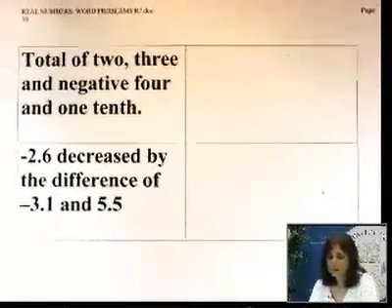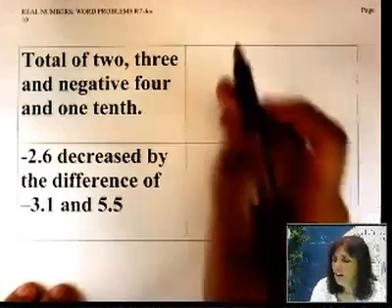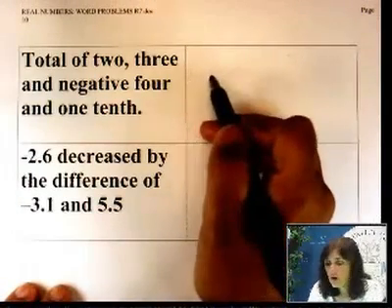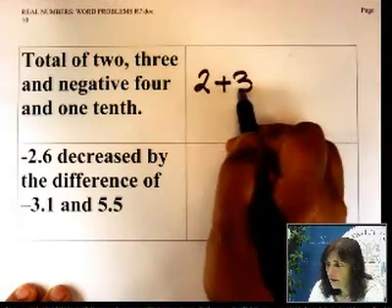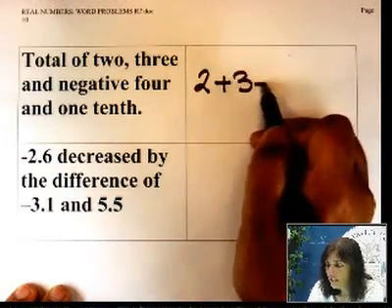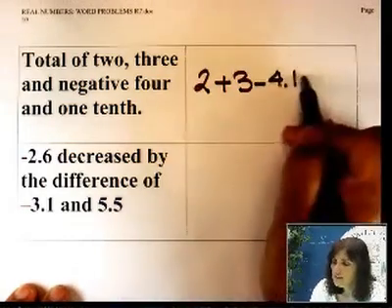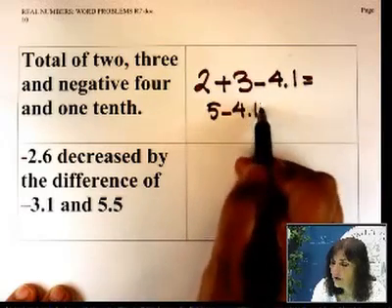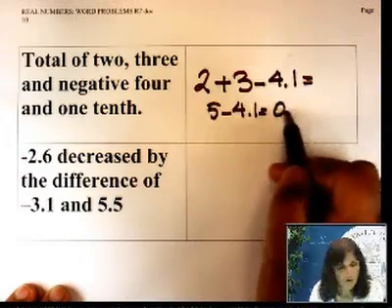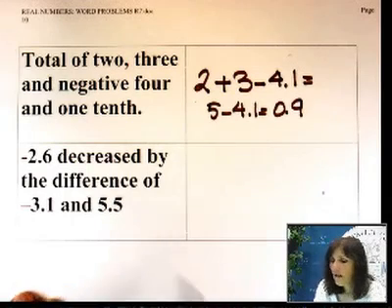Okay, let's look at this one. Total of 2, 3, and negative 4 and 1/10. Total of means you're adding 2, 3, and what? Negative 4 and 1/10. So this is left to right, 2 plus 3, that's 5. And subtract 4.1, that's going to give you 0.9. Very good.